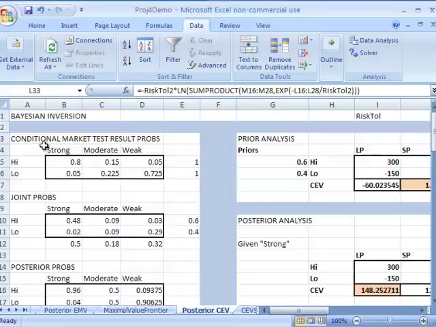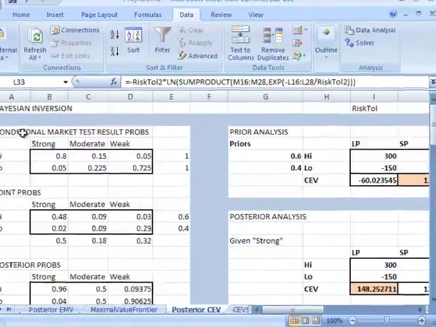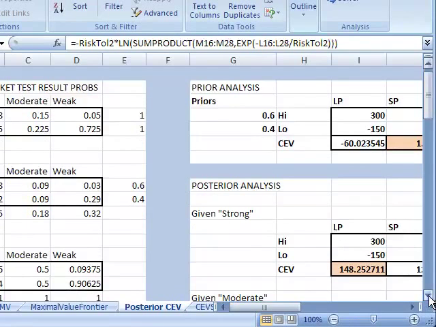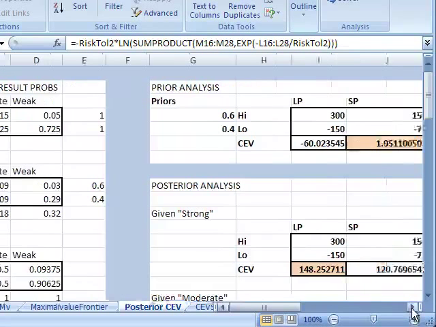Over here on the left hand side we still have the Bayesian inversion, but all of this is exactly the same as before. These calculations are only based on probability information, and this is all the same for the risk averse analysis as it is for the risk neutral analysis. So there's nothing new here. This is all the same as it was before.